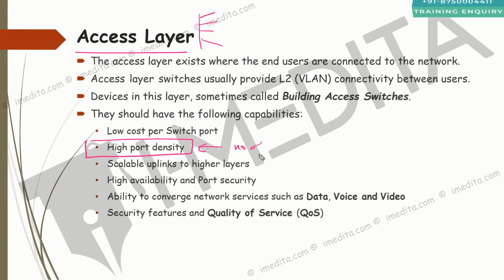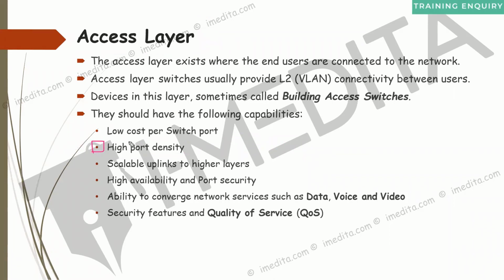That means the number of ports on those access layer devices should be higher. There should be a lot of ports on the devices that you are going to connect at the access layer. So you should add a switch at the access layer where we have a lot of ports, right? And the cost per port should be low.